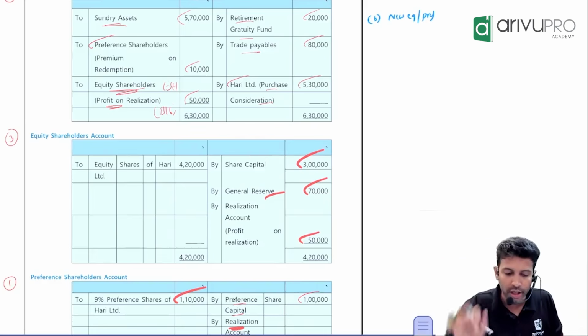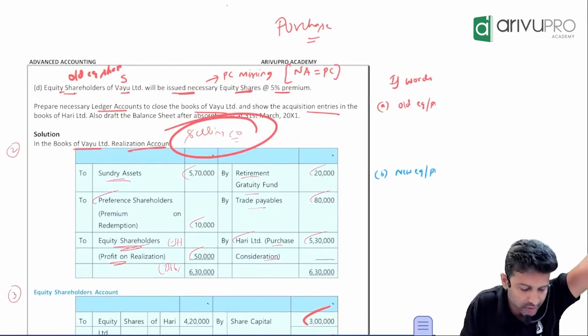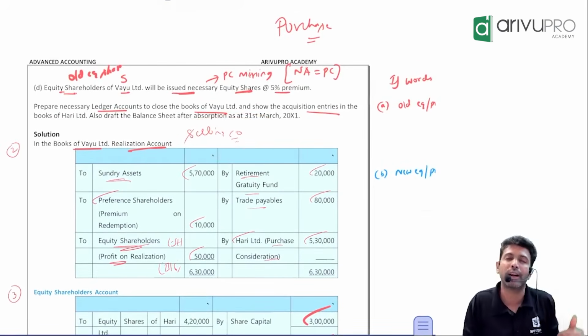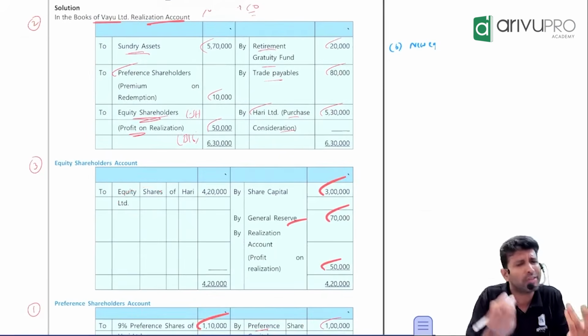New shares are not issued by the selling company. It is issued by the purchasing company. But we are doing all this in the books of the selling company. What entry will pass? Equity shareholders account debit to new equity shares of Hari. Like that you can say.